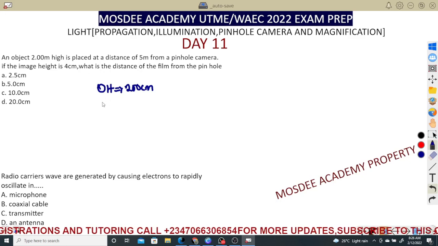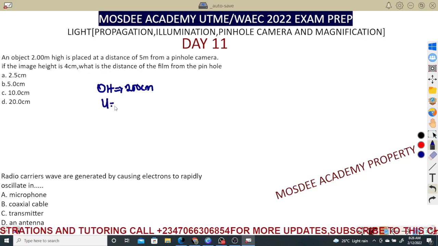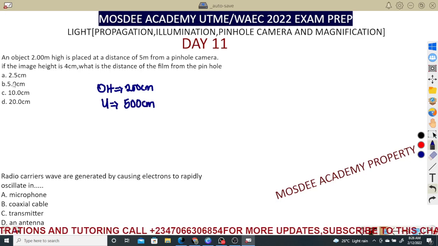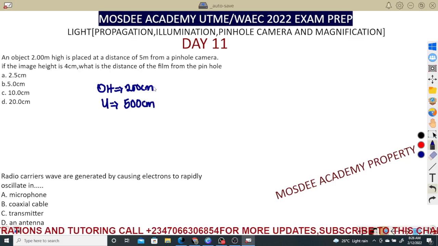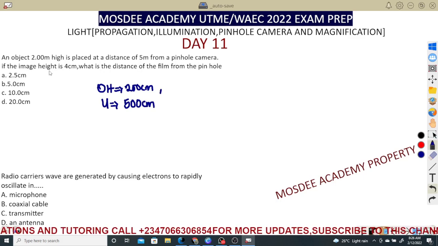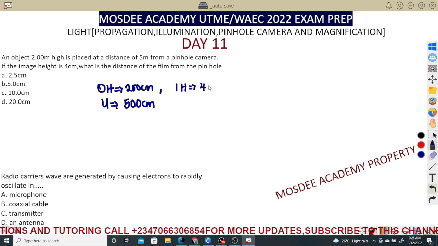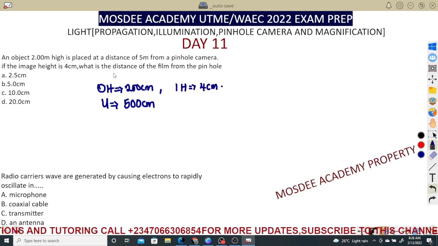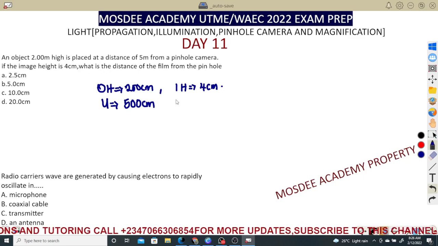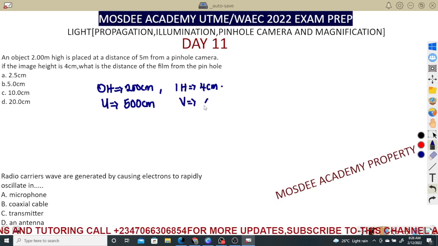Please note that object distance is always u. We've talked about that the other time. I'll convert that to 500 centimeter. Why am I doing that? Because the options are in centimeter. Conversion is also important. Now, in front of us is a pinhole. If the image height is 4 centimeter, this is already in centimeter. What is the distance of the frame from the pinhole? The image is formed on the frame. Image distance is x now.